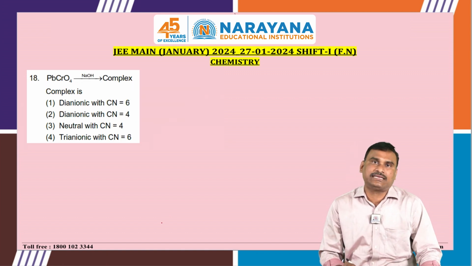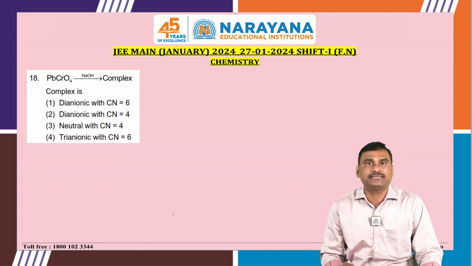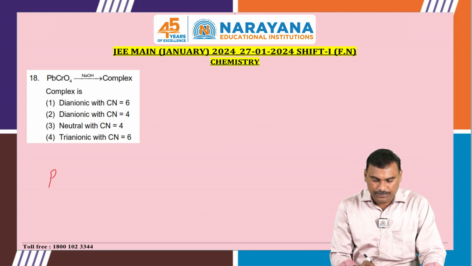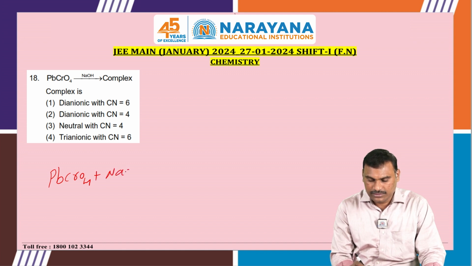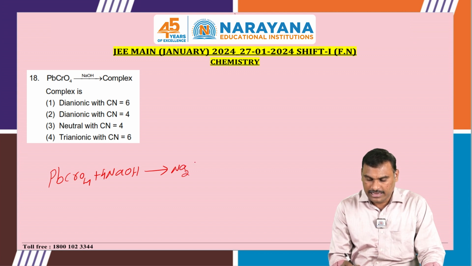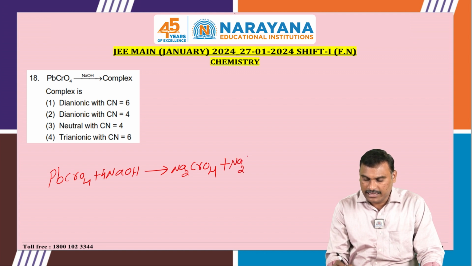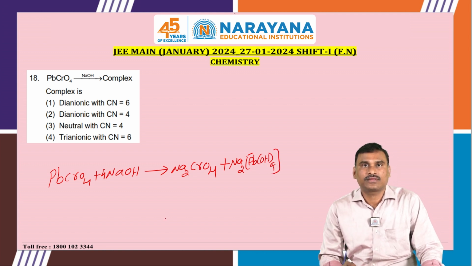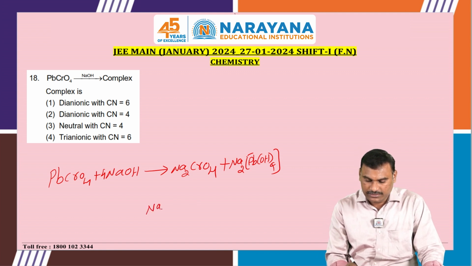PbCrO4 when treated with excess sodium hydroxide forms a complex. They asked about the complex. When lead chromate, PbCrO4, is dissolved in excess sodium hydroxide, it forms Na2CrO4 plus a dianionic complex, Pb(OH)4, because this complex has this structure.